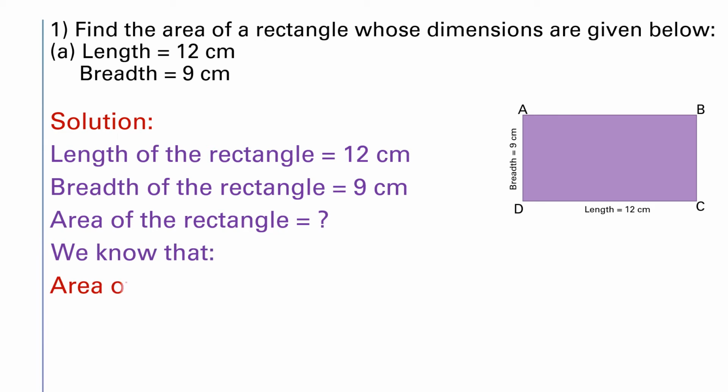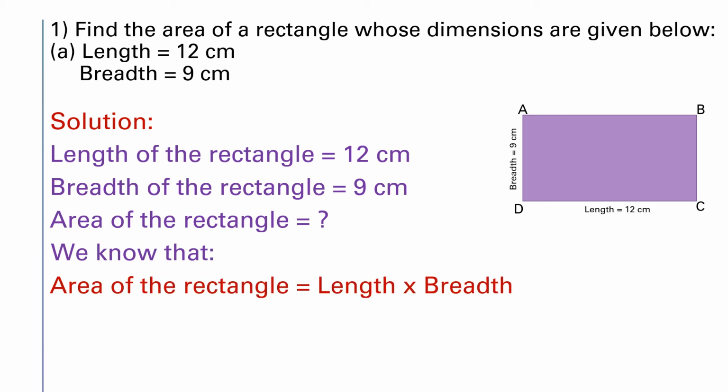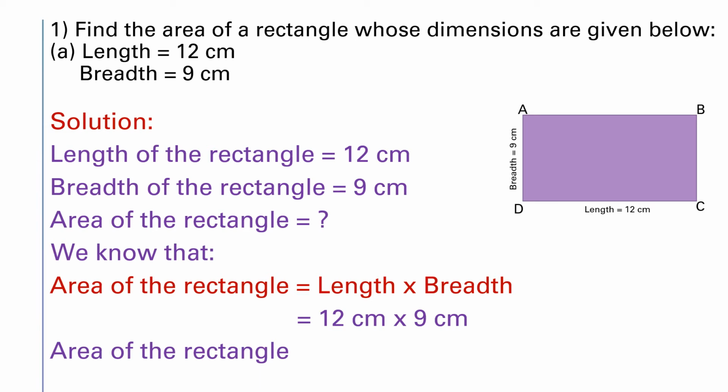We know that area of the rectangle is equal to length multiplied by breadth. Now put the value. Length is equal to 12 centimeters and breadth is equal to 9 centimeters. So write down 12 centimeters multiplied by 9 centimeters. Now do the multiplication. 12 nines are 108. But what about centimeter multiplied by centimeter? Yes, centimeter multiplied by centimeter, we get square centimeter. Or you can write it as 108 centimeter square. So area of the rectangle is 108 square centimeter.